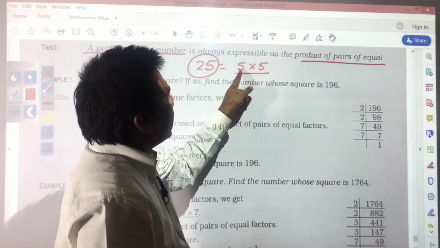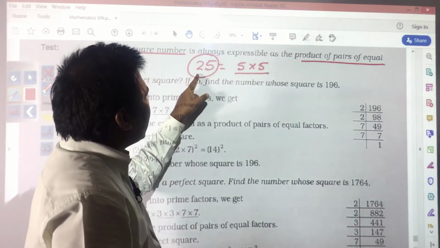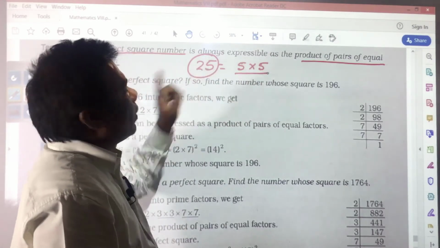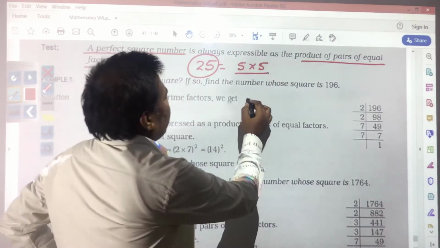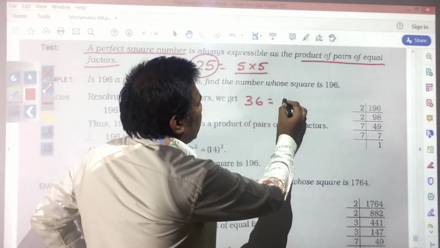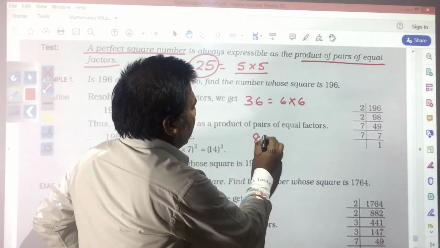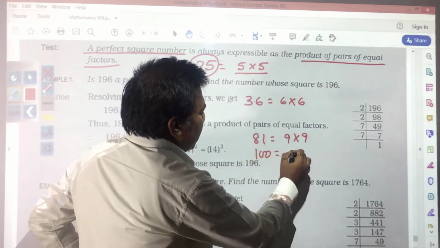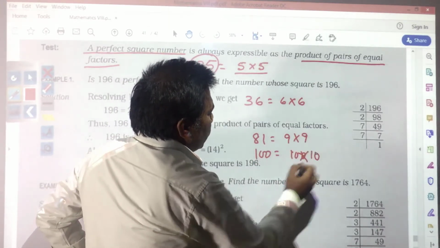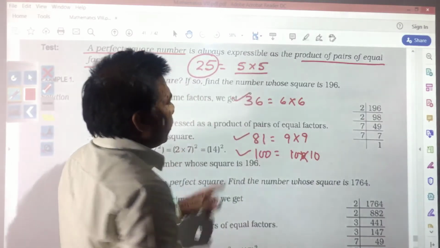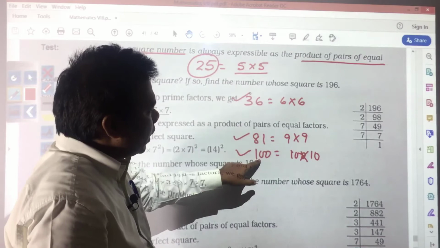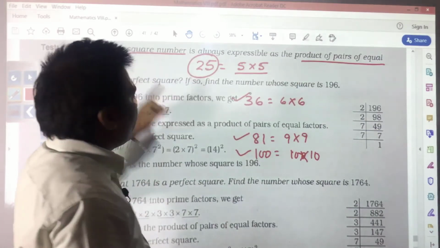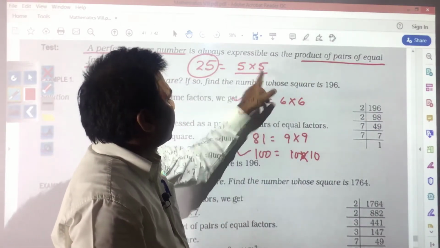So, 25 has been expressed as the product of pairs of equal factors. Any number that is expressible as the product of pairs of equal factors will be called a perfect square, otherwise not. Suppose you have 36, this can be expressed as 6 into 6. 81 can be expressed as 9 into 9. 100 can be expressed as 10 into 10. So, these numbers will be called perfect squares. Any perfect square can be expressed as the product of pairs of equal factors.